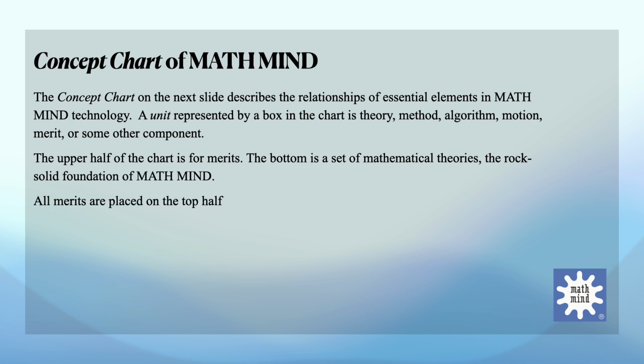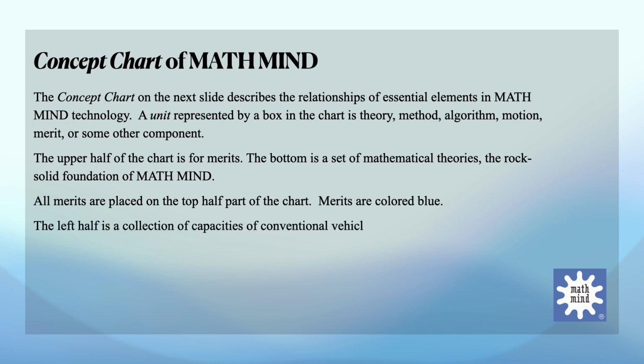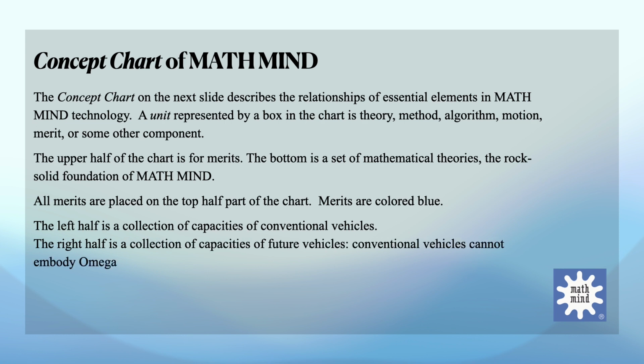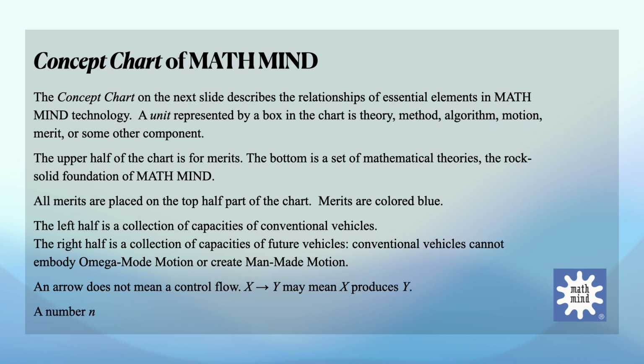All merits are placed on the top half part of the chart. Merits are colored blue. The left half is a collection of capacities of conventional vehicles. The right half is a collection of capacities of future vehicles. Conventional vehicles cannot embody Omega-Mode motion or create man-made motion. An arrow does not mean a control flow. X right pointing arrow Y may mean X produces Y. A number n at the upper left corner of a box identifies a lecture number, n.